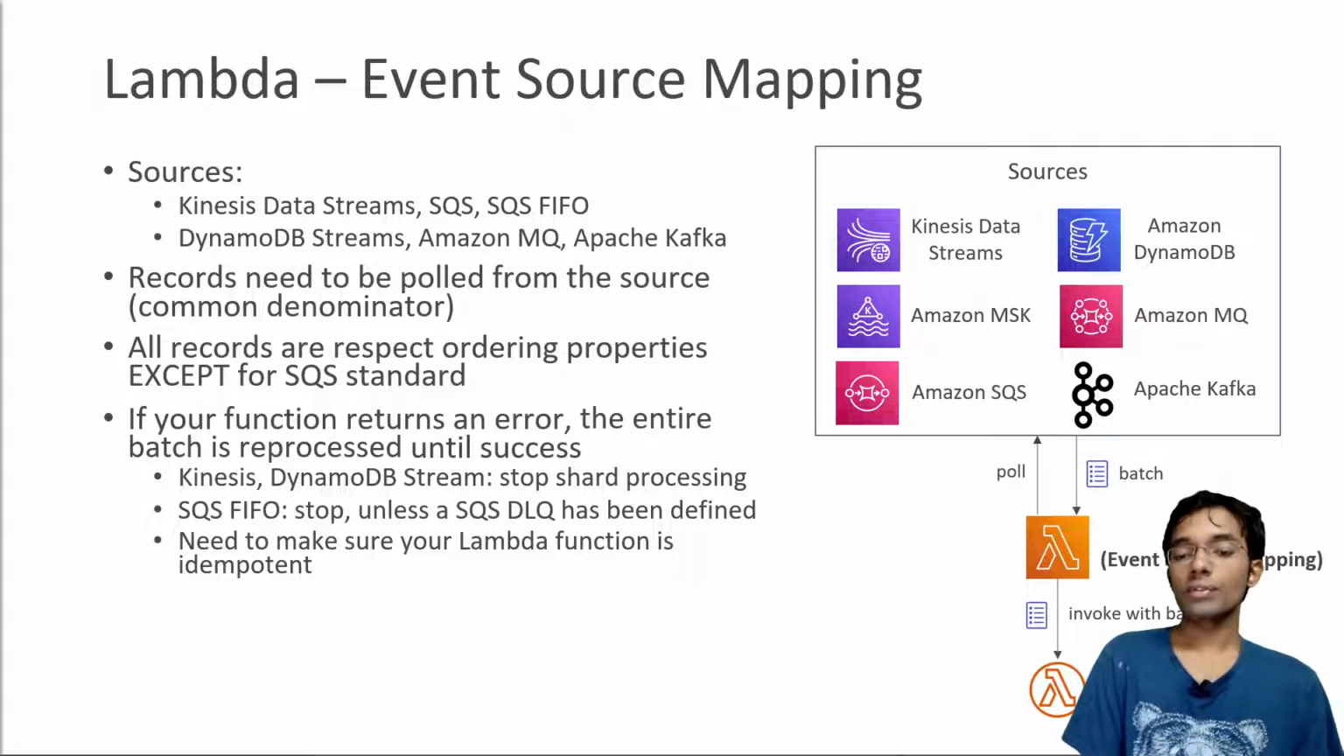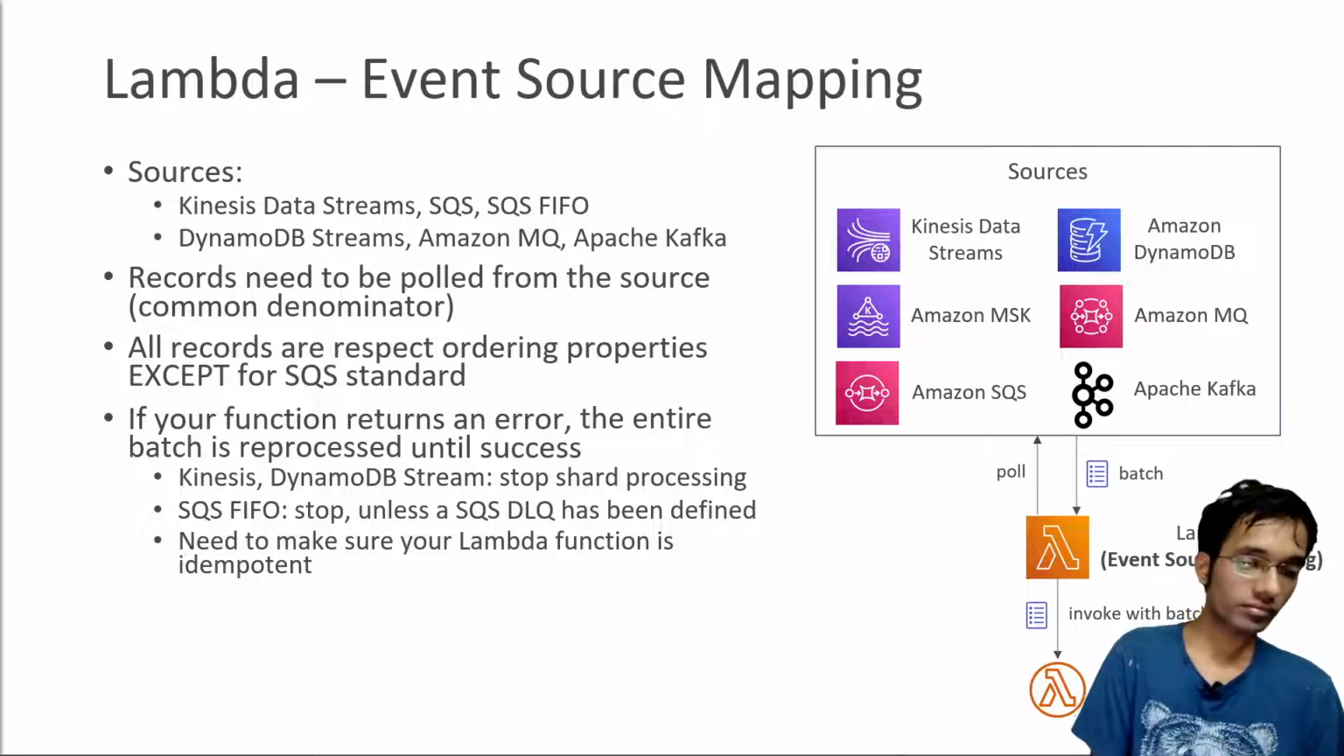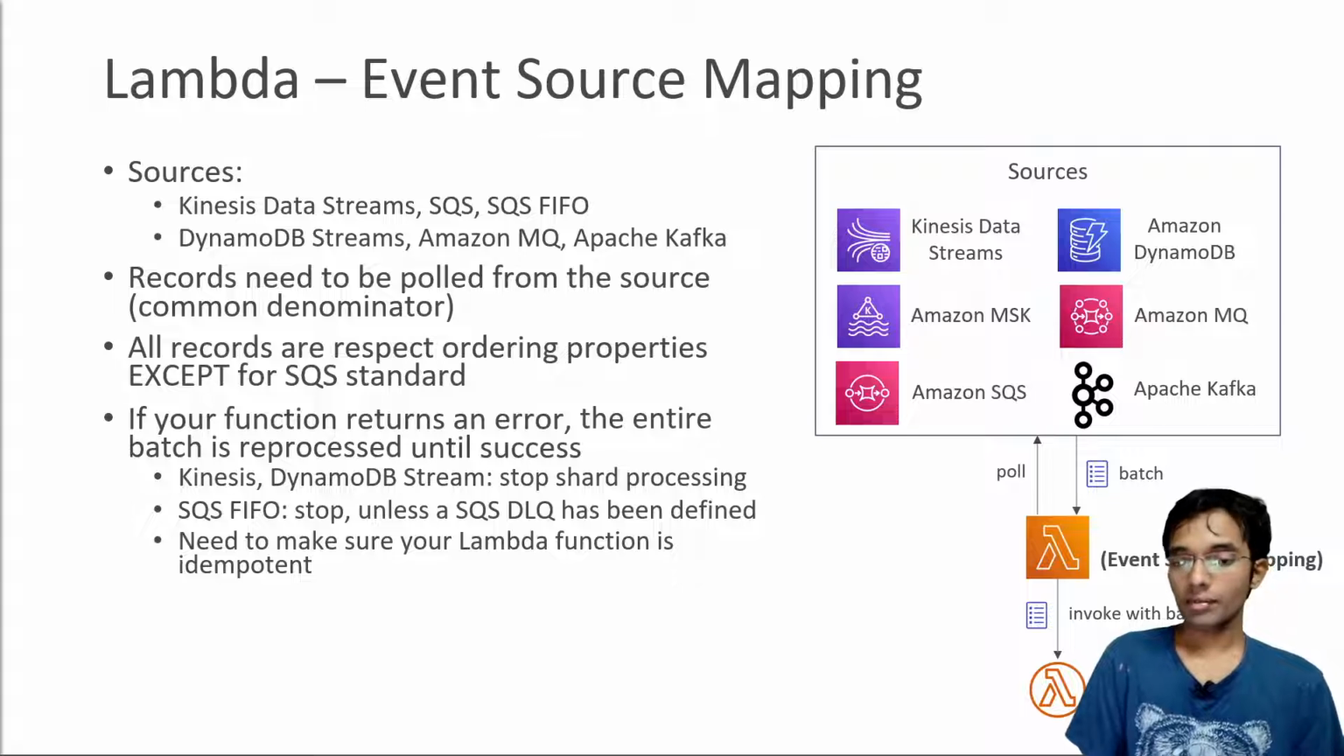So how does that work? We have the sources that I just mentioned, the 6 of them, and then we have the Lambda function, and in between we have a Lambda event source mapping. This is something internal within AWS, that is going to pull the messages from the sources, retrieve batches from them, and with this batch is going to invoke our Lambda function.